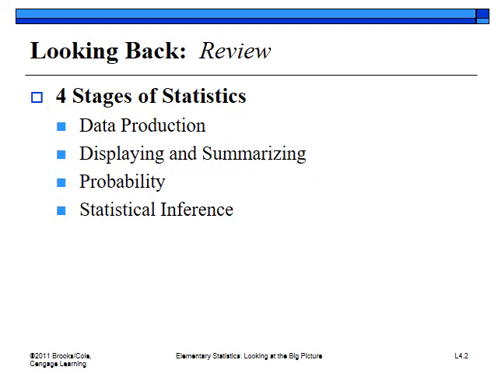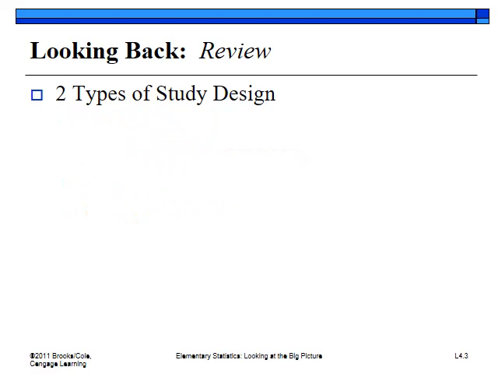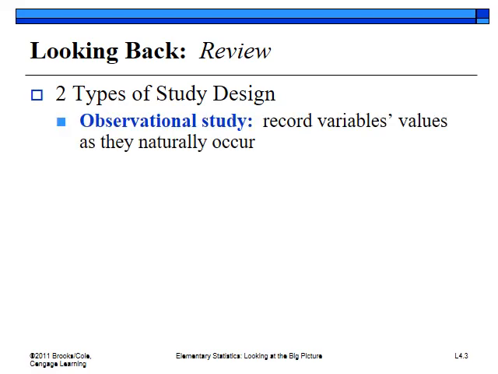Remember, there are 4 processes in statistics. In this section, we'll be looking at experiments, which is part of data production. Remember, there are 2 types of study designs: observational studies and experiments. Remember that an observational study is a study in which the researchers have no control over the values of the variables. They simply record what's already happening.